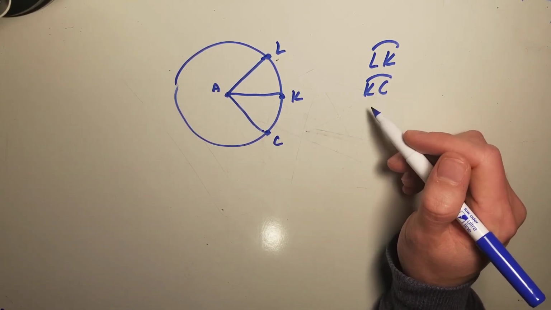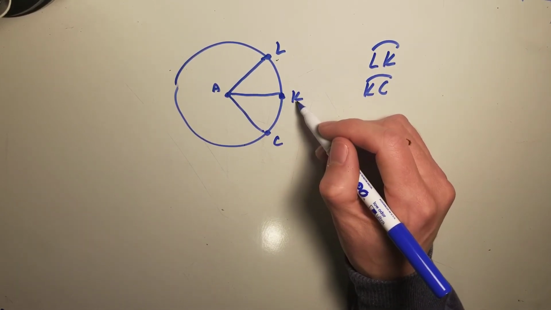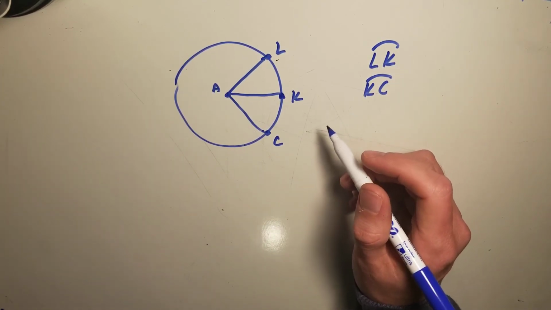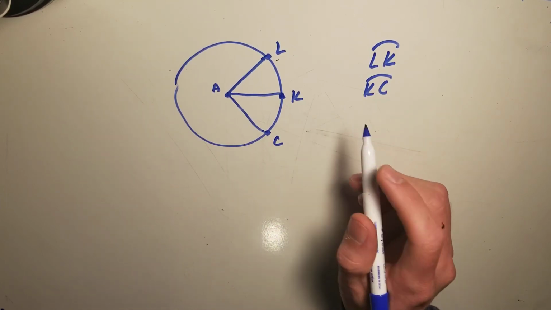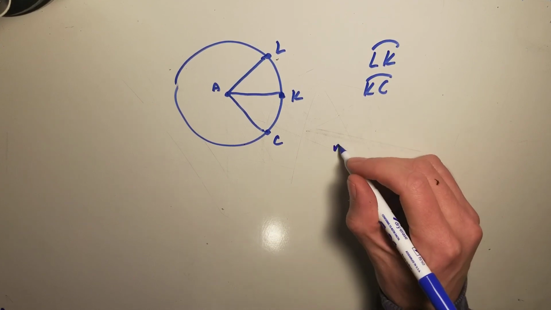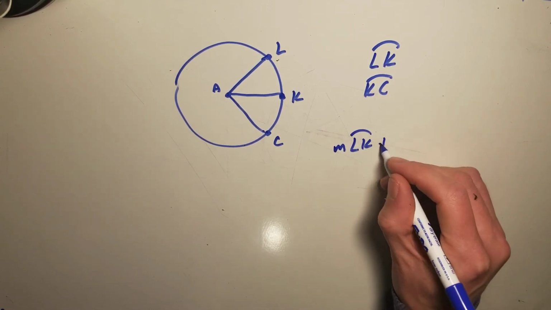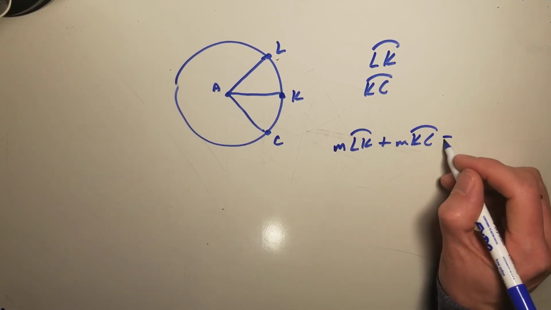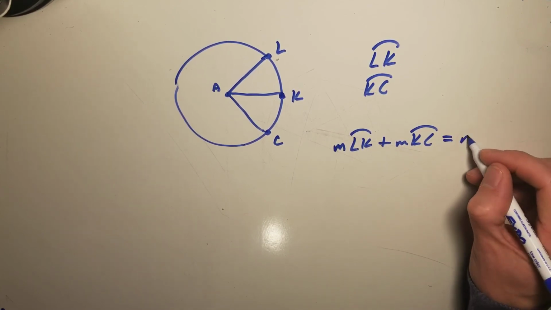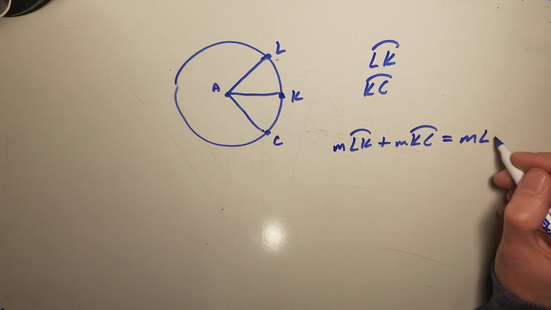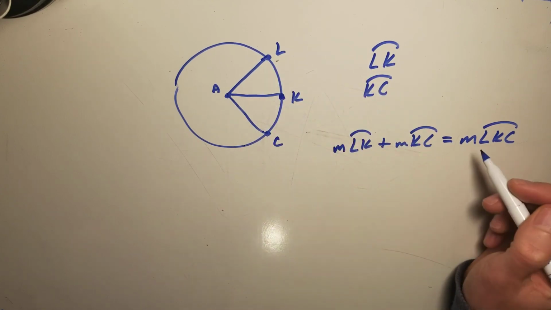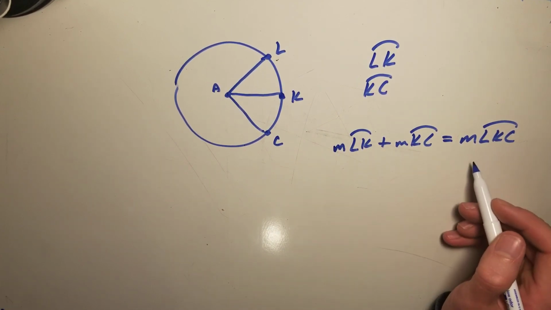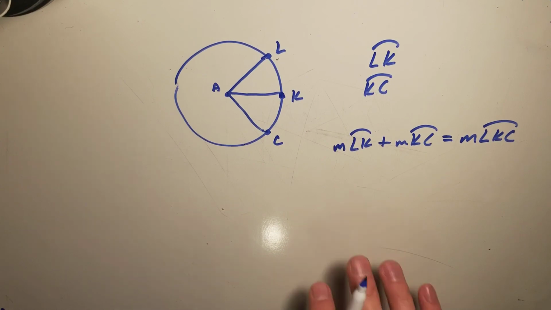Now adjacent arcs have one point in common, so in this case their point in common is K, and that's going to make them adjacent, which is going to lead us into a nice little postulate called the arc addition postulate. And what this is going to say is, for this example here, the measure of arc LK plus the measure of arc KC is going to be equal to the measure of arc LKC, going through these. So if you have 2 arcs being added together and they make up a larger arc, their measures added together will equal the larger. And that's your arc addition postulate.